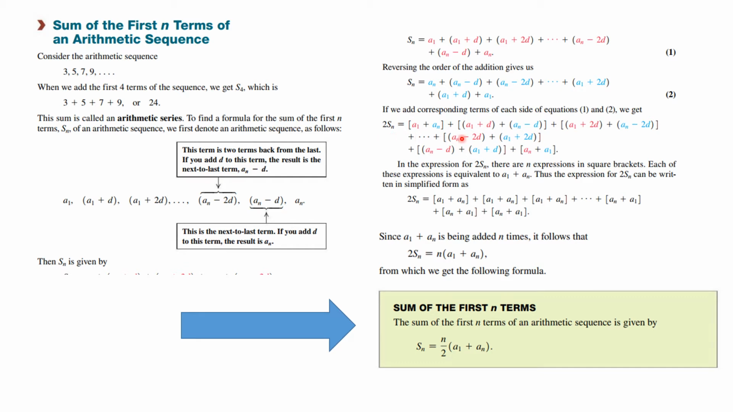So 2Sn is all of these things, but you see this simplifies, so 2Sn really is equal to a whole bunch of sums that are all A1 plus An. And so the formula that we get, and this is the important thing to remember, is that Sn is equal to n over 2 times the whole of A1 plus An.